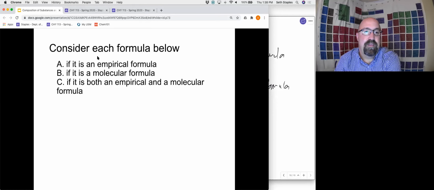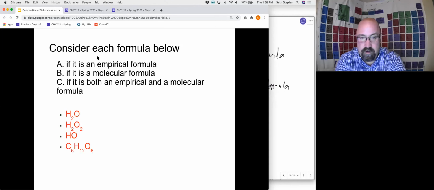So think about some of these. Think about if these are examples of an empirical formula, molecular, or in some cases it might actually be both. So H2O. Can we simplify that at all? Is it empirical or molecular? H2O2. Empirical or molecular, HO, sorry, and C6H12O6, our glucose.